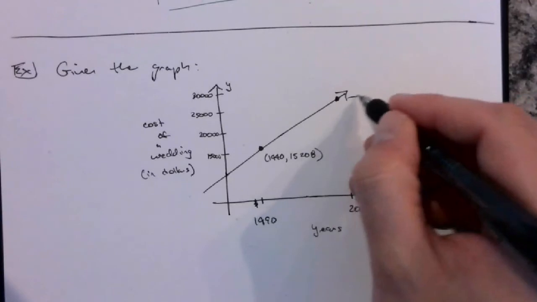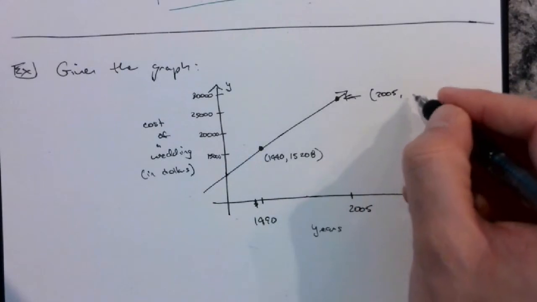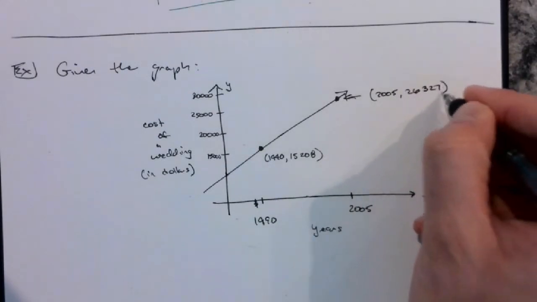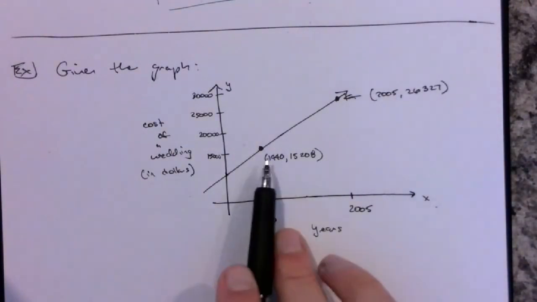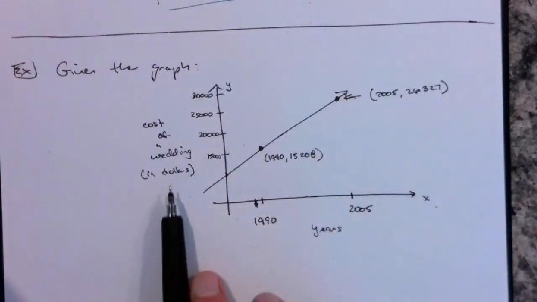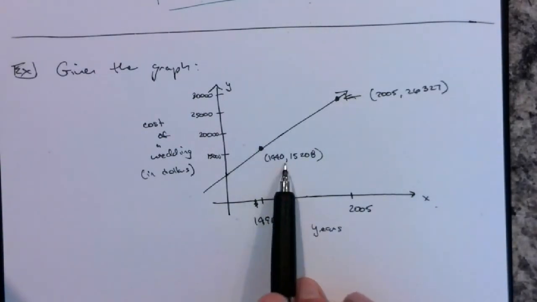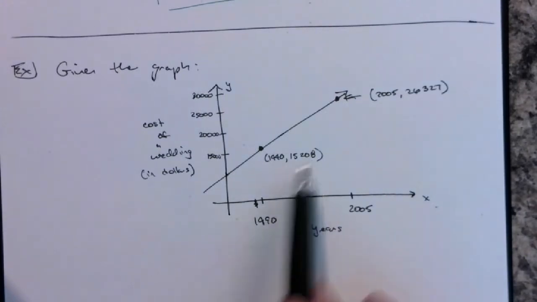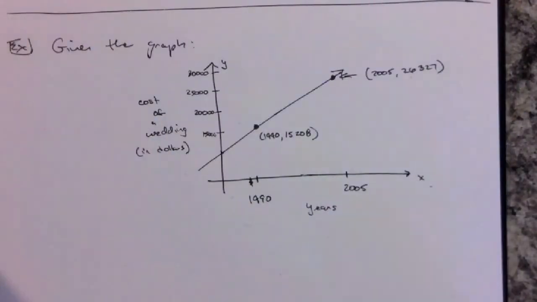In the year 2005, we'll say that that point has coordinates 2005, comma, 26,327. So I'm giving you this graph. It'll be more accurate when you see it in a textbook or in an online homework assignment. But the point being is they're giving you 2 points on this line. They're telling you about the cost of a wedding in dollars versus x, which is the number of years. So what this really tells you is that in 1990, the cost for the wedding was $15,208. But in 2005, the cost of the wedding would be $26,327. So I didn't ask you a question yet, right? I just gave you a picture.